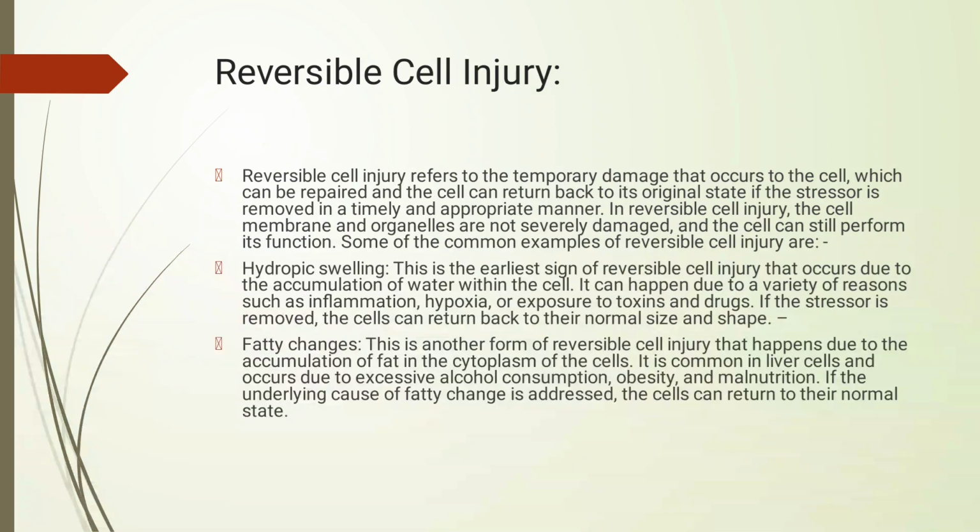The first one is reversible cell injury. Reversible cell injury means there is temporary damage to the cell. This can be repaired and the cell will return to its original state. A common example of reversible cell injury is hydropic swelling. This is the earliest sign of reversible cell injury.